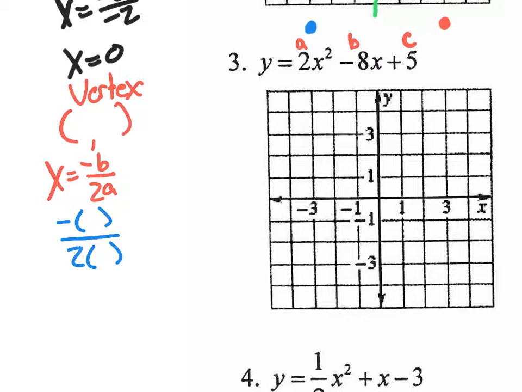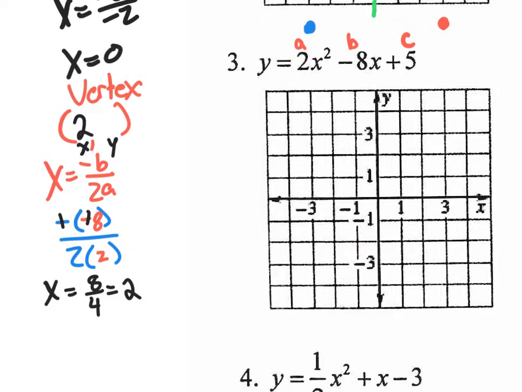So the b value is negative 8. You plug that right inside the parenthesis. The a value is 2. So your x will be positive 8 over 4, which is really 8 divided by 4 is 2. So we found that the vertex x value is 2. We still need the y value. And how do we do that? We simply plug it in.